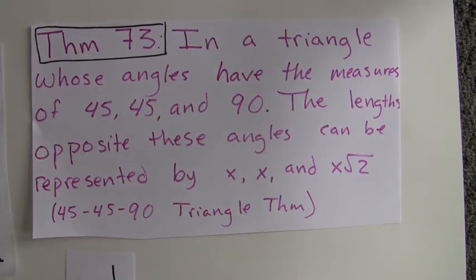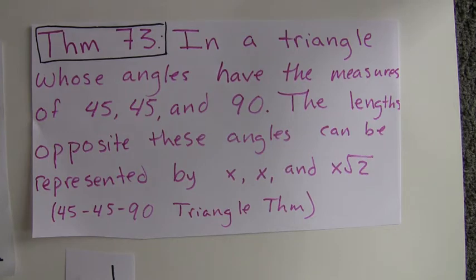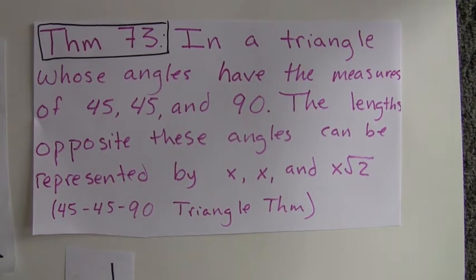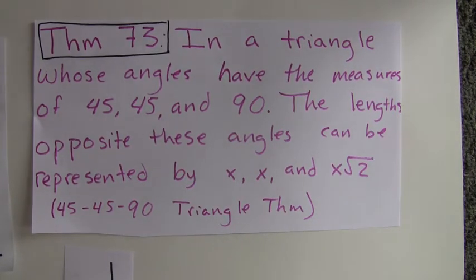In a triangle whose angles have the measures 45, 45, and 90, the lengths of the sides opposite these angles can be represented by x, x, and x root 2, respectively. This is also known as the 45-45-90 triangle theorem.